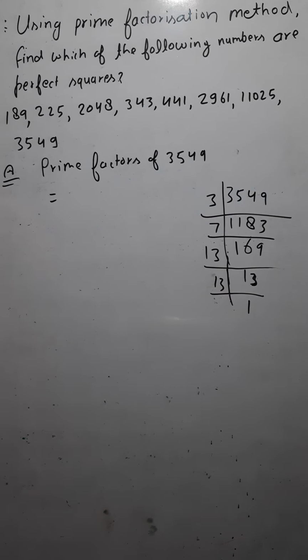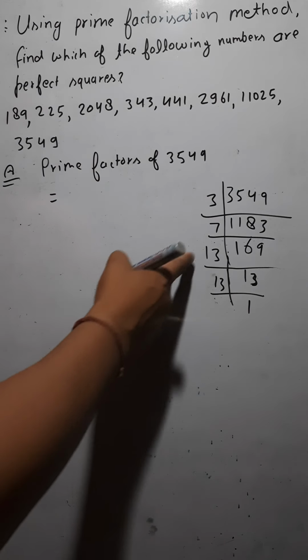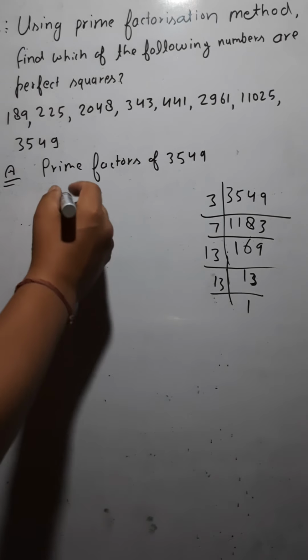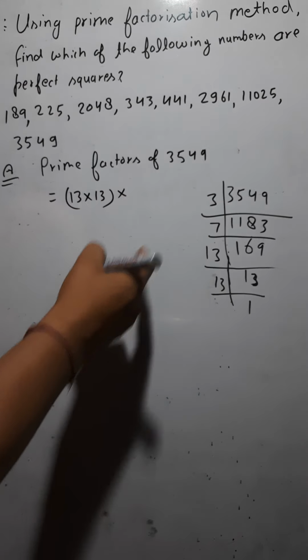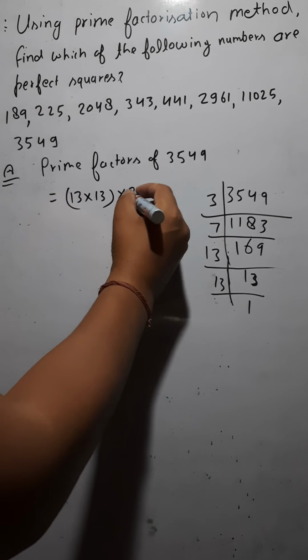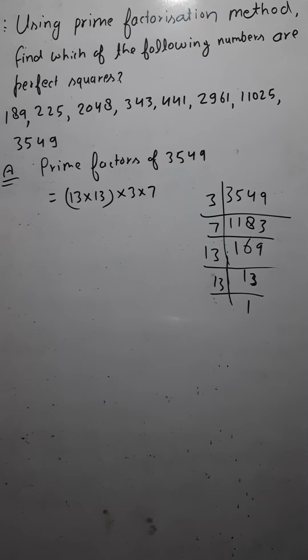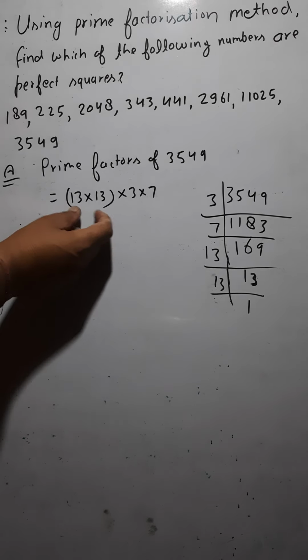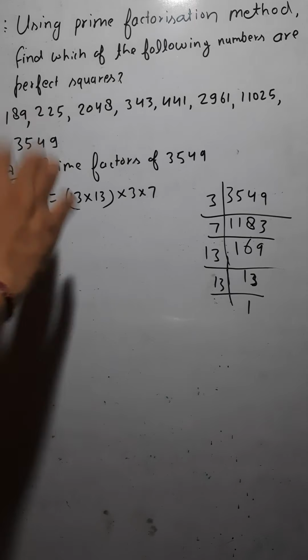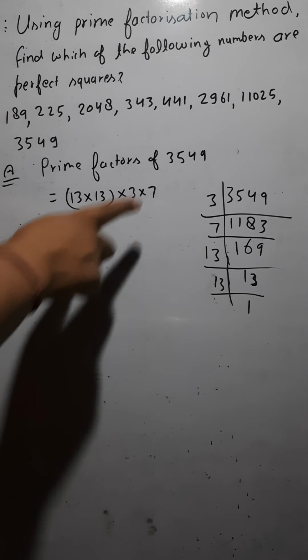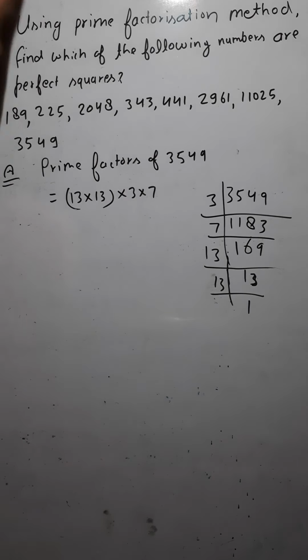So if you see the prime factors of 3549, you have the pair of 13 here. Write it together: 13 multiply 13, and the rest of the factors are 3 and 7, 3 multiply 7. Now if you see, all the factors do not have pairs here. 13 has a pair, but 3 does not have a pair, and 7 does not have a pair. If all the factors do not have pairs, then you would call 3549 not a perfect square.